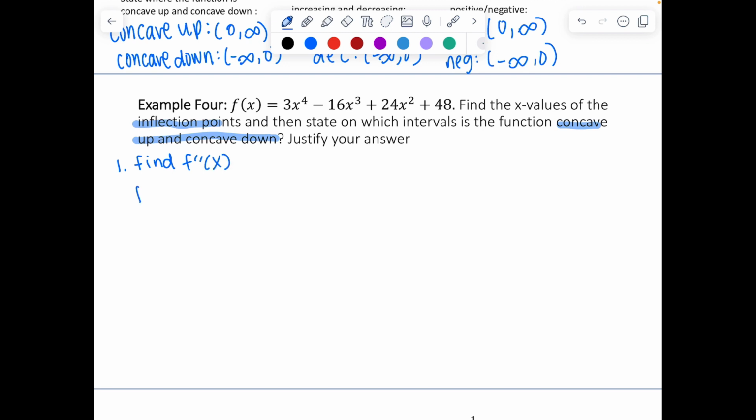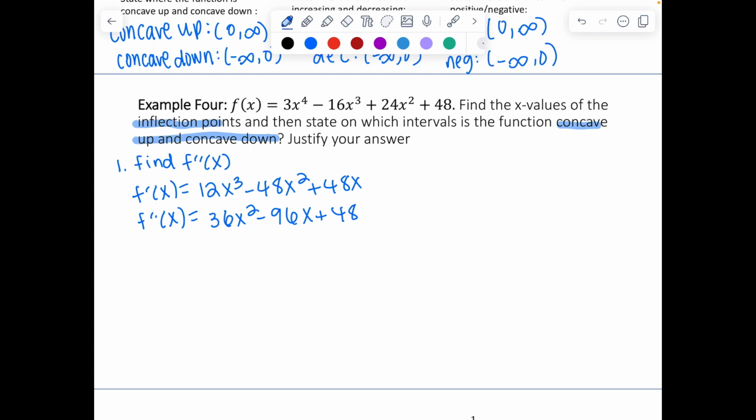And so your first step is going to be find f double prime of x. And so you'll start by finding f prime of x, which would be 12x cubed minus 48x squared plus 48x. Then you'll take the second derivative, and you should get 36x squared minus 96x plus 48.